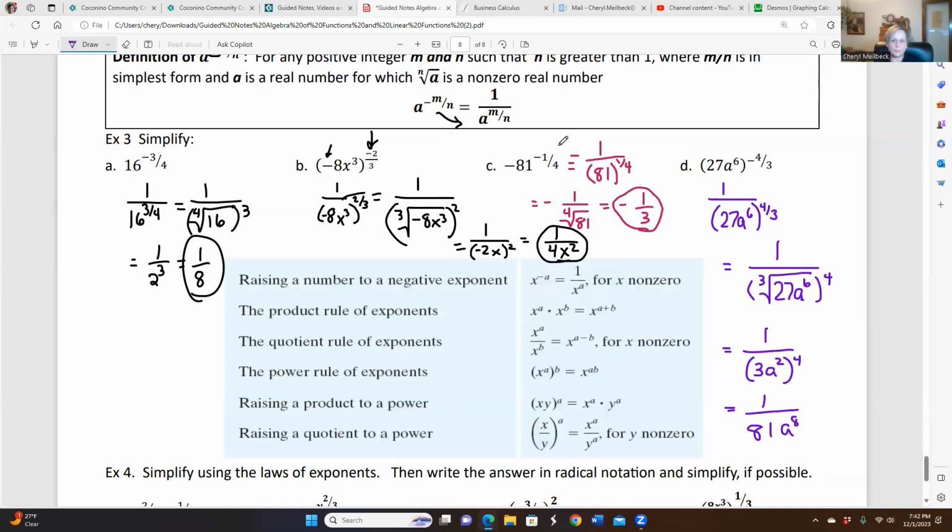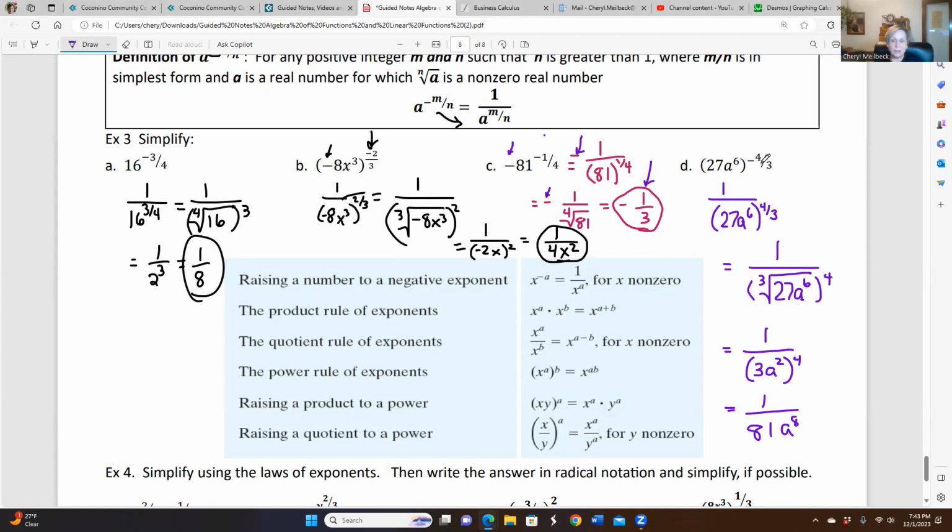Looking at C, here's the thing. This negative on my 81 is not inside of parentheses as it was on B. So it just hangs out front all the time. This negative is not part of our radical. So when we put 81 in our denominator, it's still to the 1/4 power, which means the 4th root of 81, which is 3, and that negative still out front. So our answer is a negative 1/3.